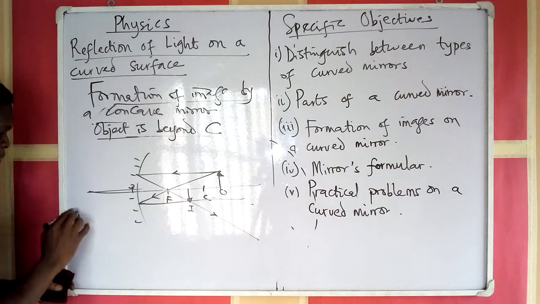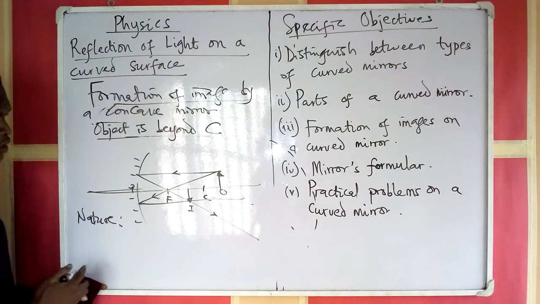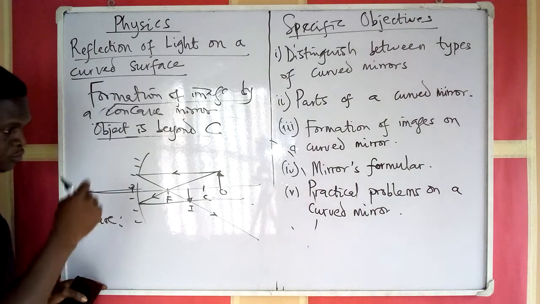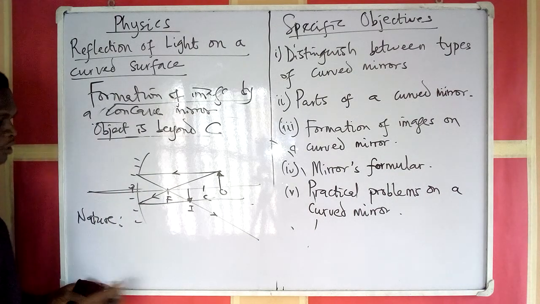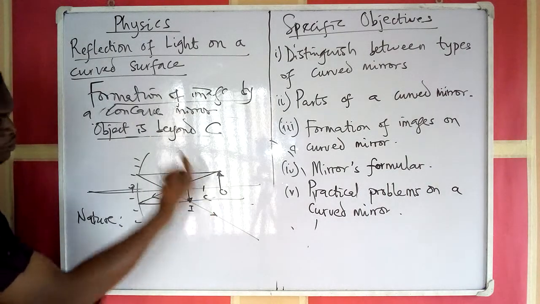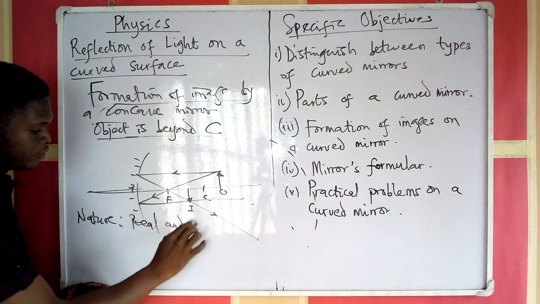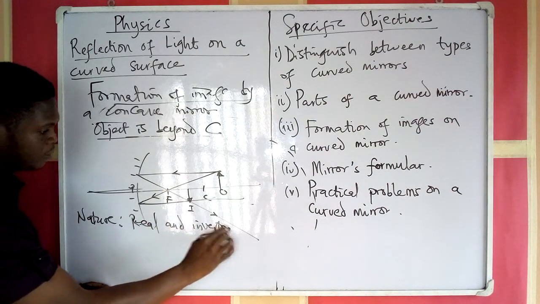Now talking about the properties of this, we have the nature. The nature here is, yes, it is still real and it's also inverted. Real because it is in front of the mirror, inverted because it's in the opposite direction to the object. So we say that it is real and inverted.